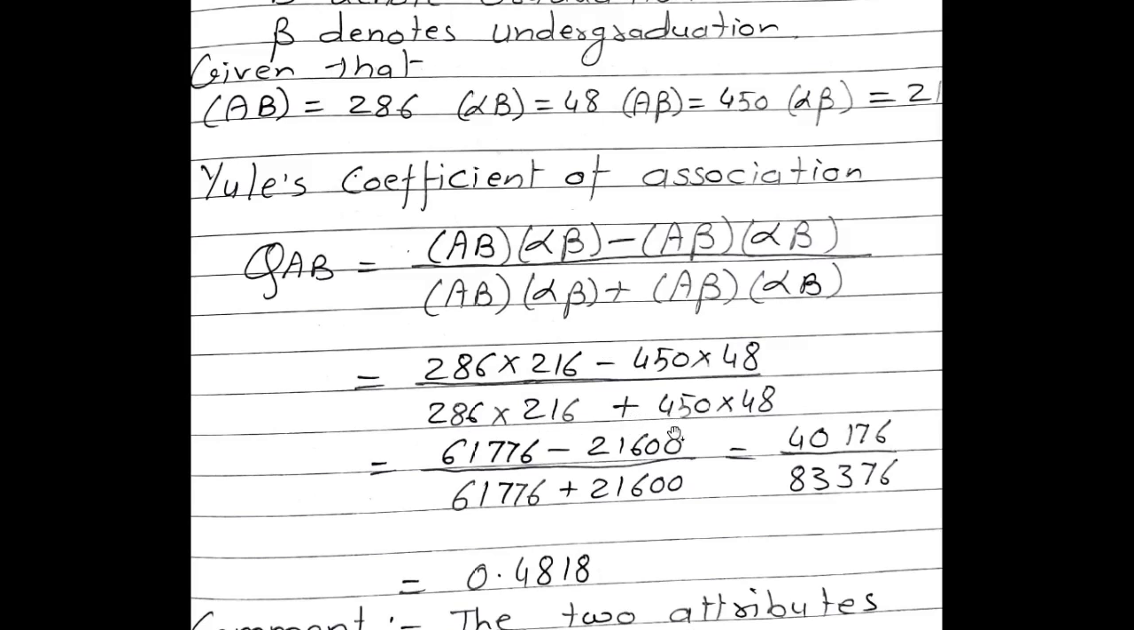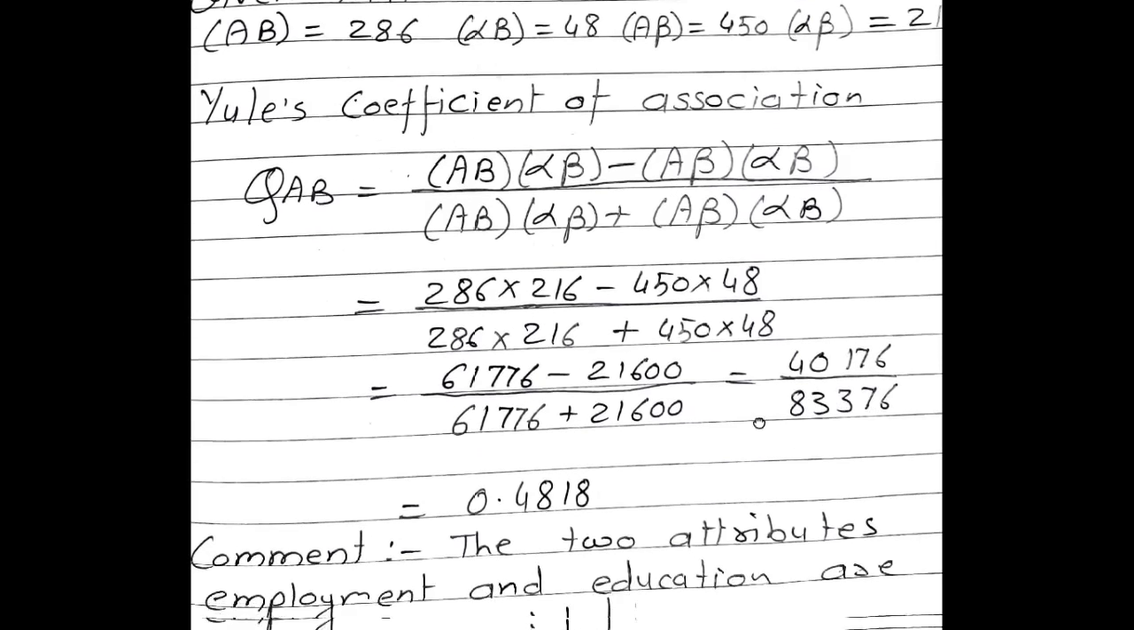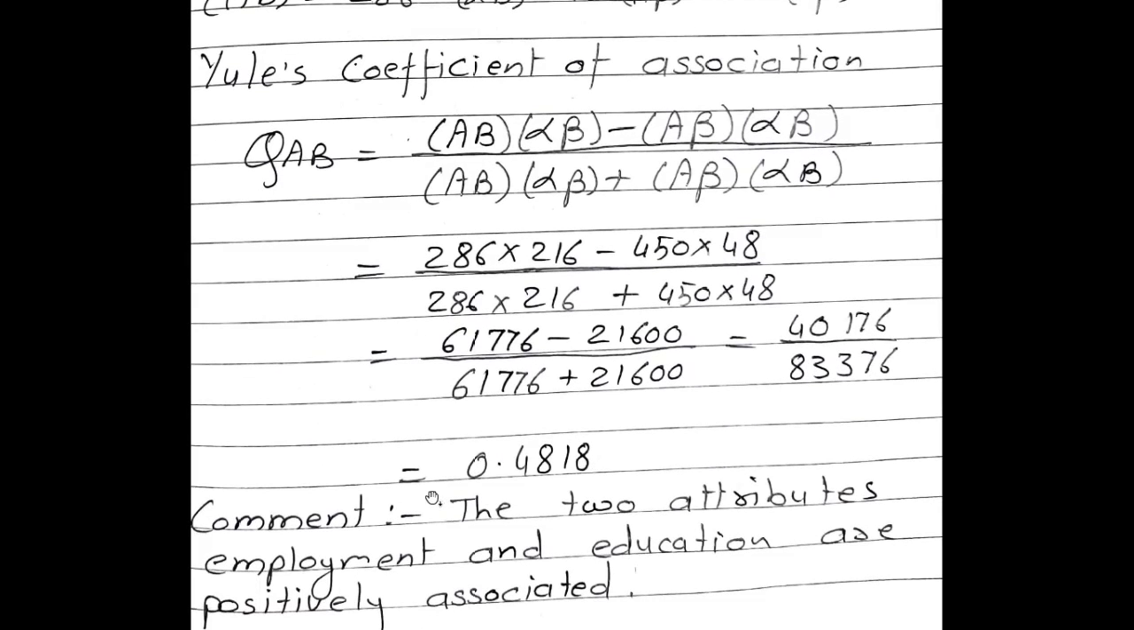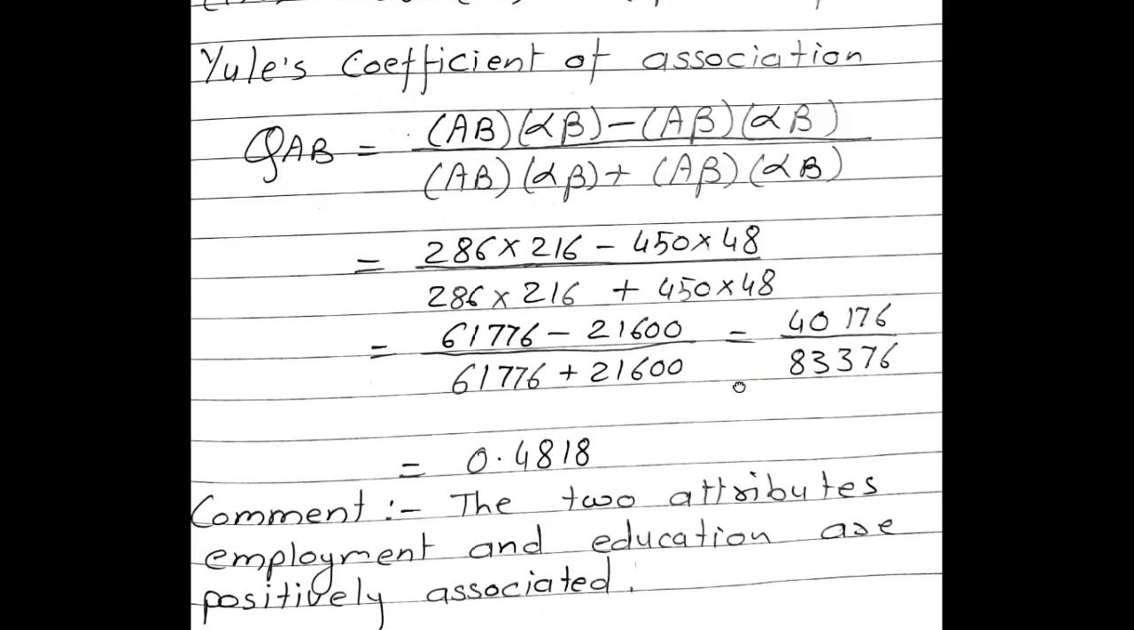So the calculations are 61,776 minus 21,600 divided by 61,776 plus 21,600. So if you solve it further, we are going to get 40,176 divided by 83,376. So if you perform the division, the answer becomes 0.4818. So we can say that the two attributes, employment and education, are positively associated.